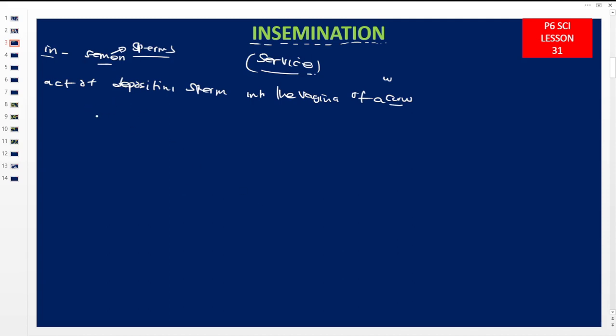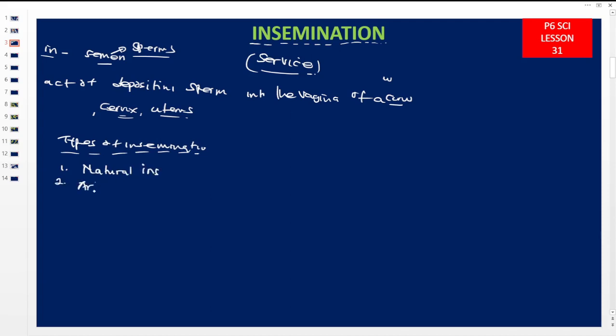Sometimes the semen can be put in the vagina, sometimes in the cervix, sometimes in the uterus. It depends on which type of insemination we are looking at. Now under cattle, we have types of insemination, which are methods of putting semen inside the vagina, uterus or cervix. One, there is natural insemination, and two, there is artificial insemination. Let us start with natural insemination.